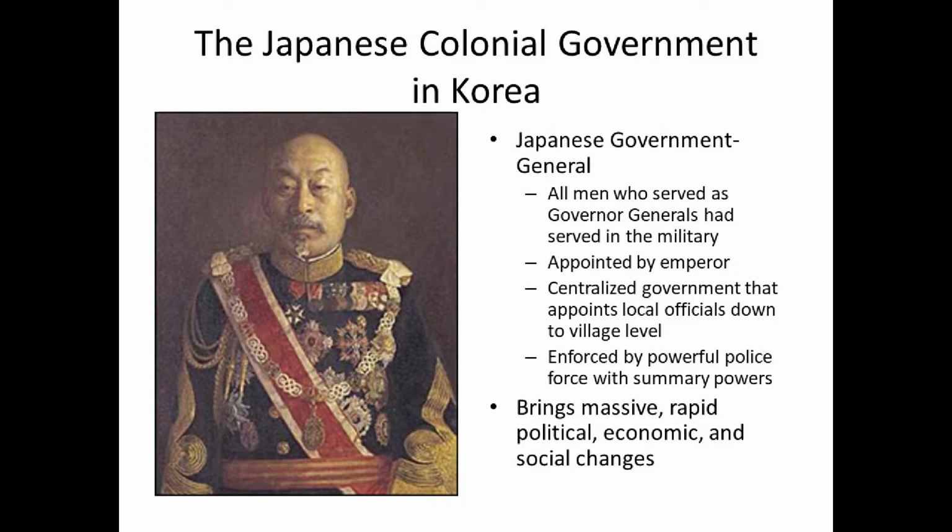And the police could do this without any recourse to a judge. So this gives the police a lot of power, because while there are judges for more serious crimes, for more minor crimes, the police officers could themselves act, in a sense, as judge, jury, and executioner, not killing you, but punishing you with fines, and in the early period, even with beatings. The goal of this Japanese government general was to bring massive, rapid political, economic, and social change in order to modernize Korea.